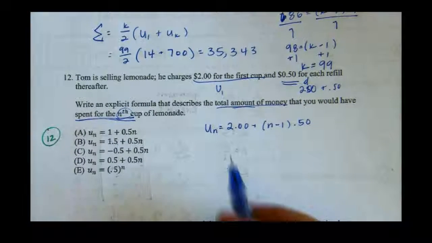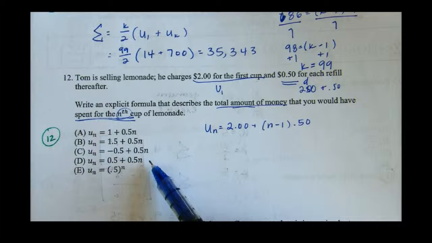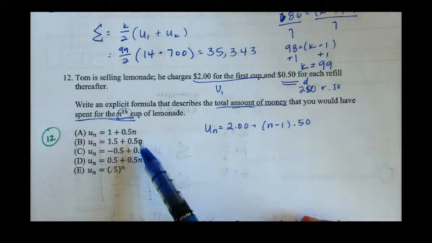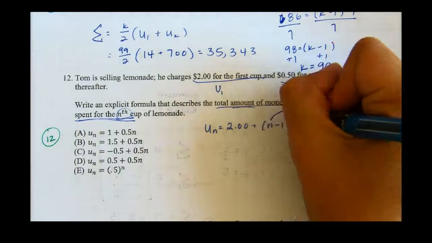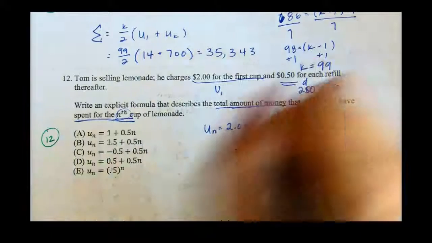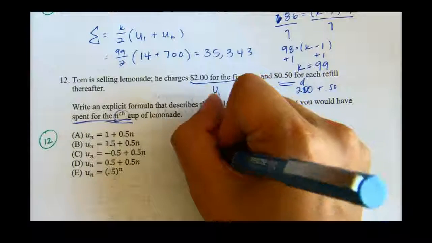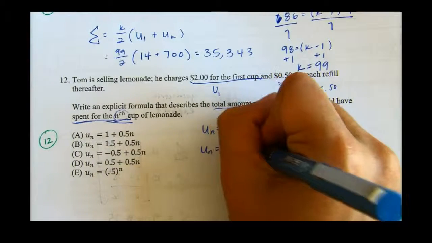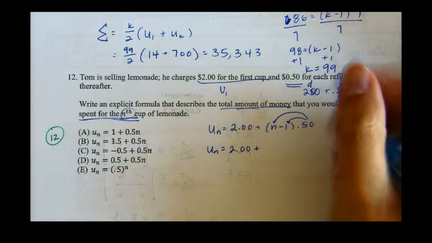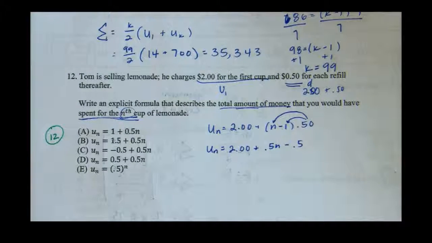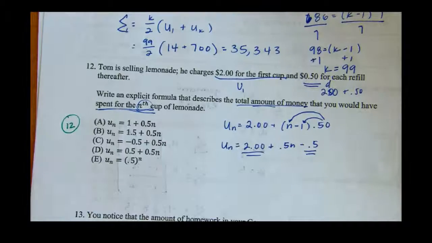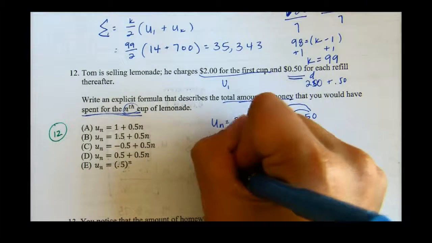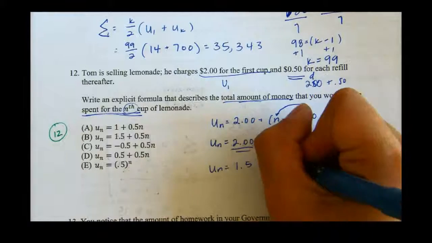If I compare my answer with the ones that are here, it doesn't exactly match up. None of these have an n minus 1. So to get rid of my n minus 1, I've actually got to distribute this 50 cents. So I'll end up at u sub n equals $2 plus 0.5n minus 0.5. I can combine my $2 and my minus 0.5 so that I've got u sub n equals 1.5 plus 0.5n.